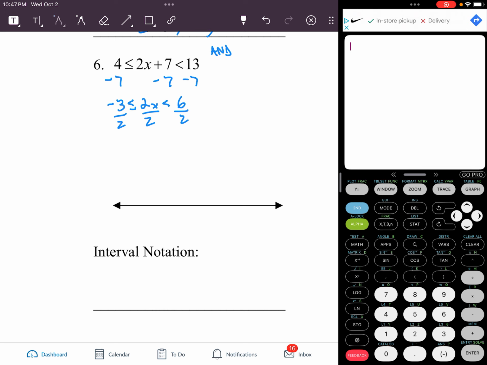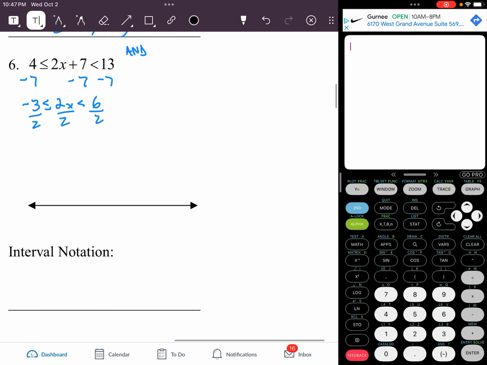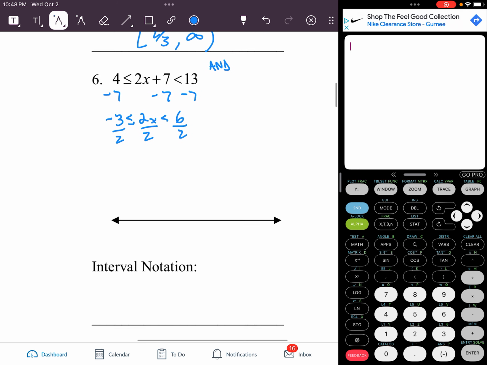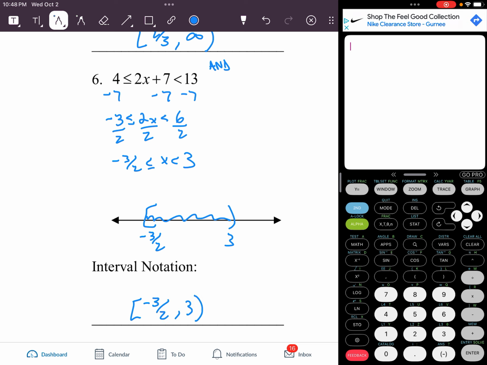and 6. Divide everything by 2. So I'll get negative, there we go, sorry. Negative 3 over 2, x, and 3. So we have a bracket, a parentheses at 3, a bracket at negative 3 over 2. This is an and, it's where they overlap. And there we go. That is our interval notation.